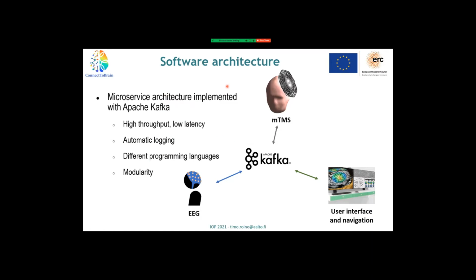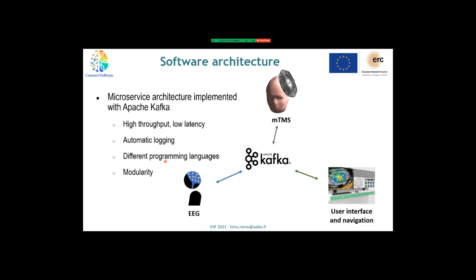The software architecture that is being developed is a microservice architecture implemented with Apache Kafka. And the benefit of this is that it has a high throughput and low latency, which are desirable properties of this kind of real-time system with high dimensional data and high frequency. Other benefits of this system are that we can have all of the information automatically logged, and that would enable also recording and playing back the experiments afterwards.